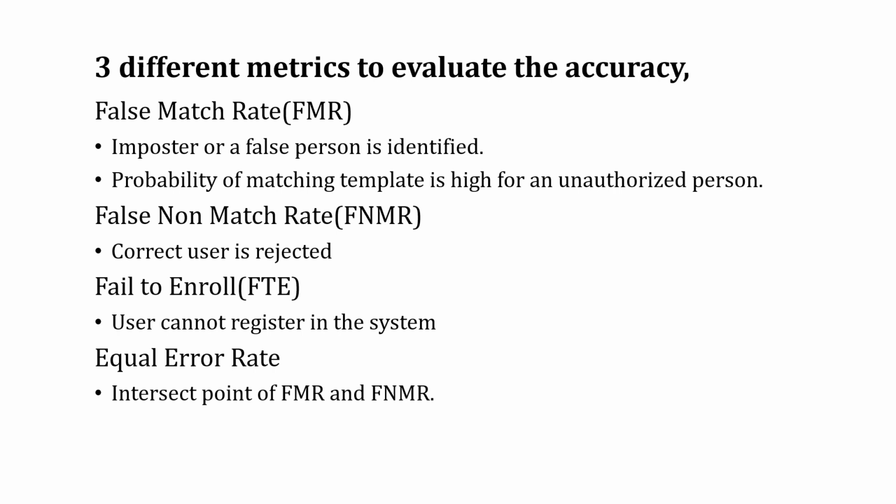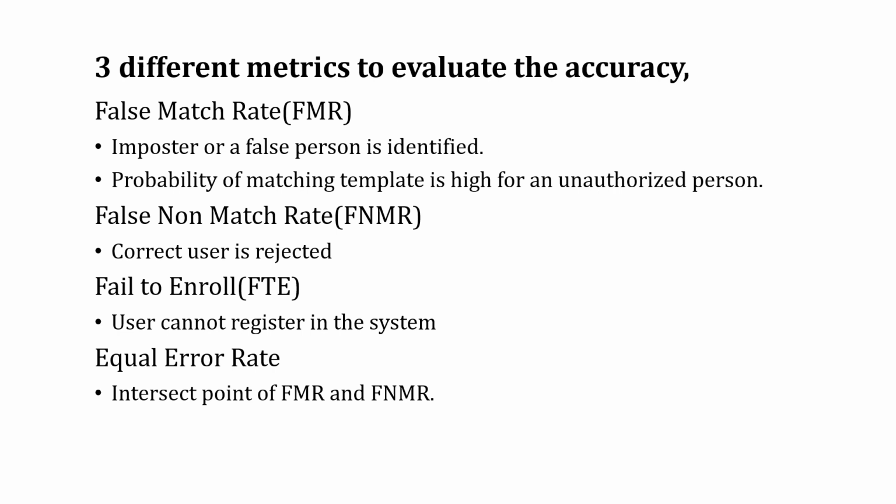What is meant by false matching rate? An imposter, or a false person, is identified; the probability of a matching template is high for an unauthorized person. Then the false non-matching rate: the correct user is rejected. Once the correct user is rejected, that is called the false non-matching rate. Then fail to enroll: in this case the user cannot register in the system. However many times the user tries to register, the system cannot register that particular user, and this is called fail to enroll.